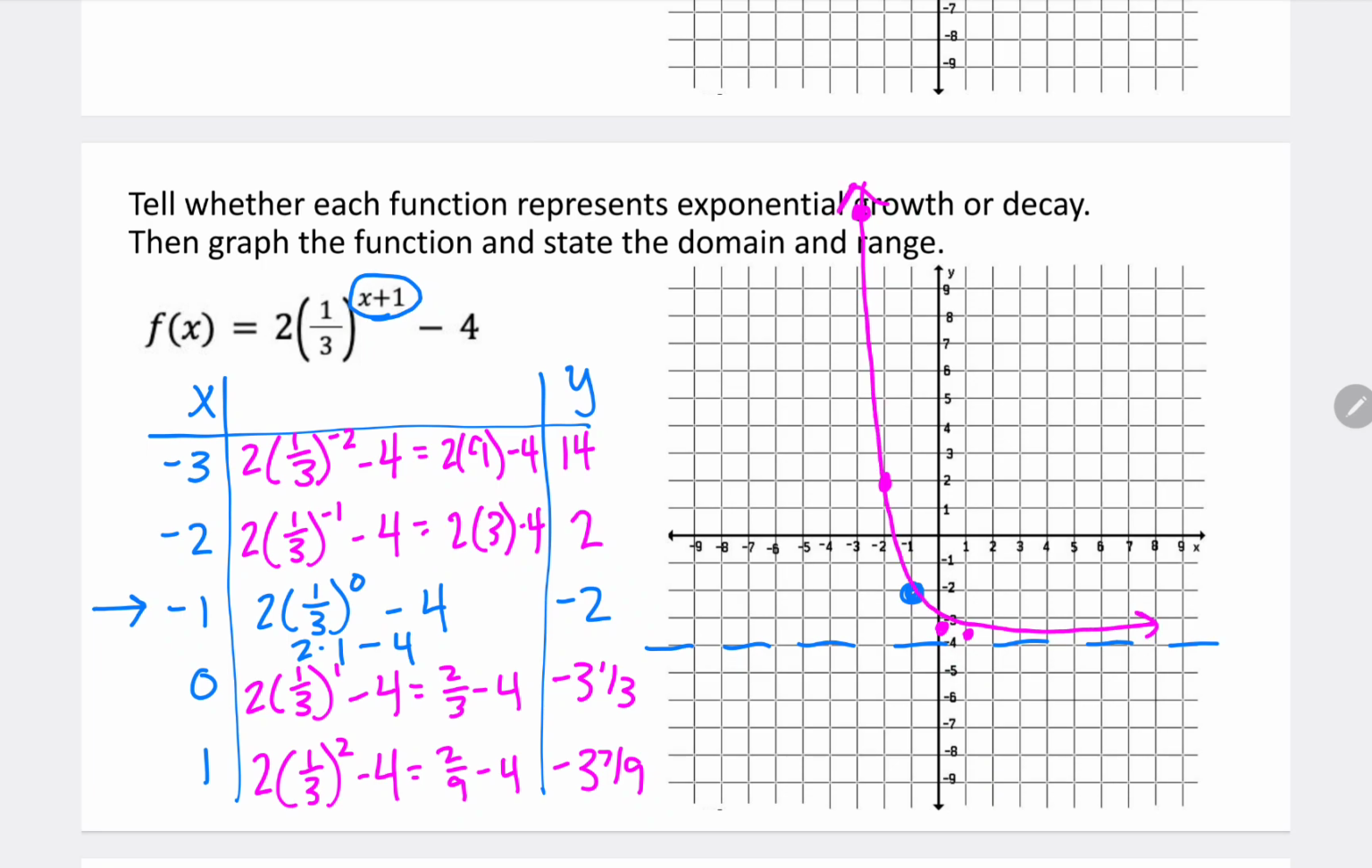So domain, all real numbers. Range, all those y values are greater than -4, but it's a decay function because from left to right, it's going down.